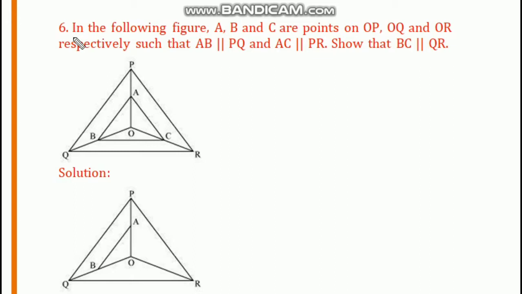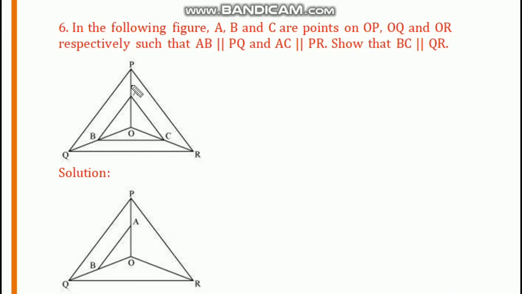Students, let's discuss exercise 6.2 sixth sum. In the following figure, A, B, C are points on OP, OQ and OR respectively, such that AB is parallel to PQ and AC is parallel to PR. Show that BC is parallel to QR. So this is the given diagram. Here given AB is parallel to PQ, AC is parallel to PR. We need to prove that BC is parallel to QR.